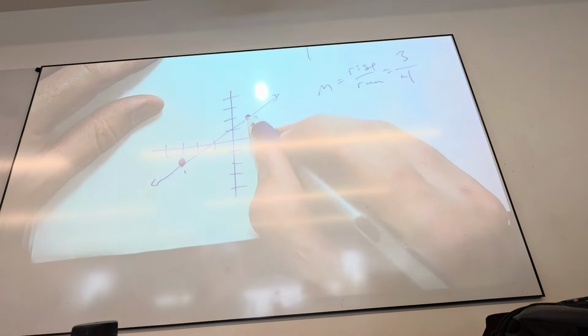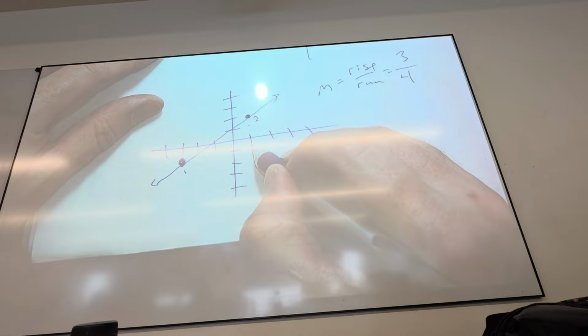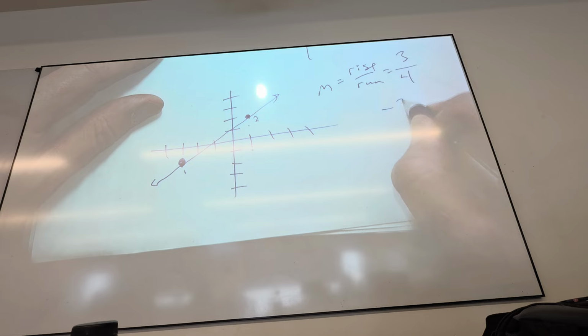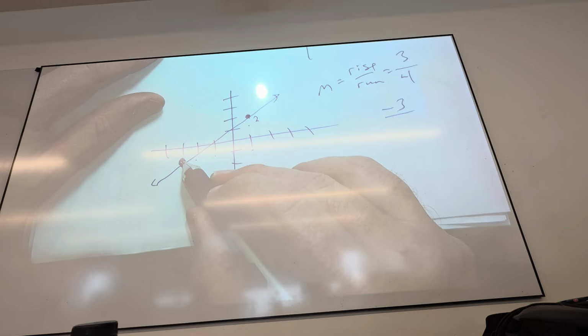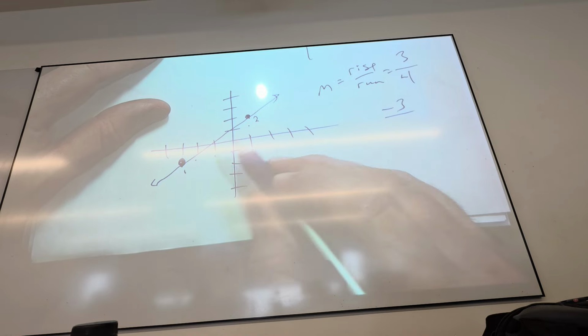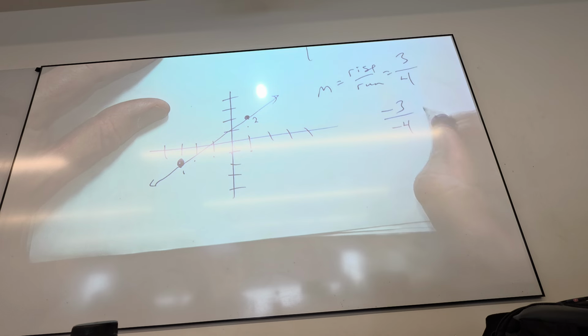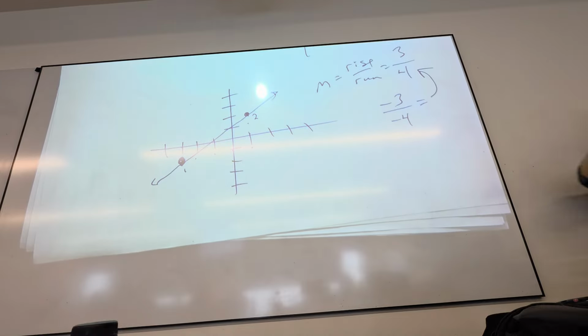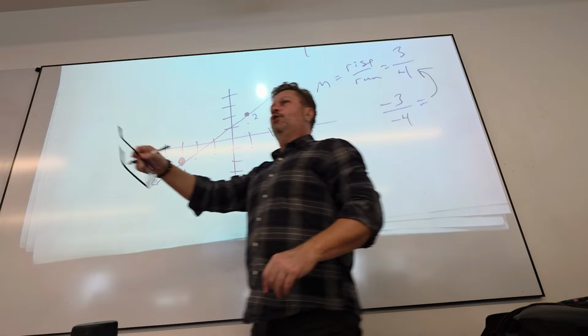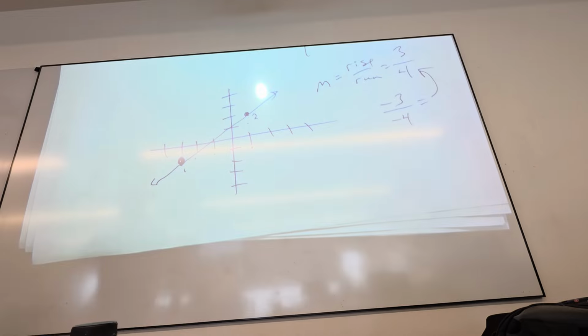I go down 1, 2, 3. And then I go back how much? So I go down 3, back how much? Back 4, so -4. And that still comes out to be 3/4. So either way you look at it, the slope will always be the same.